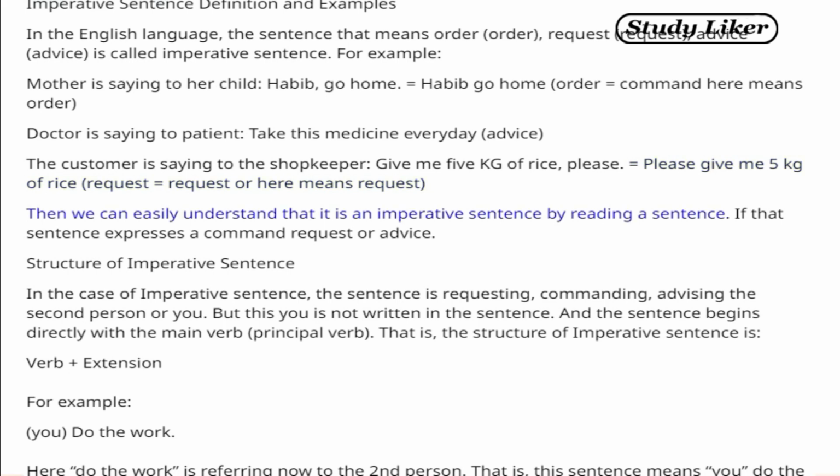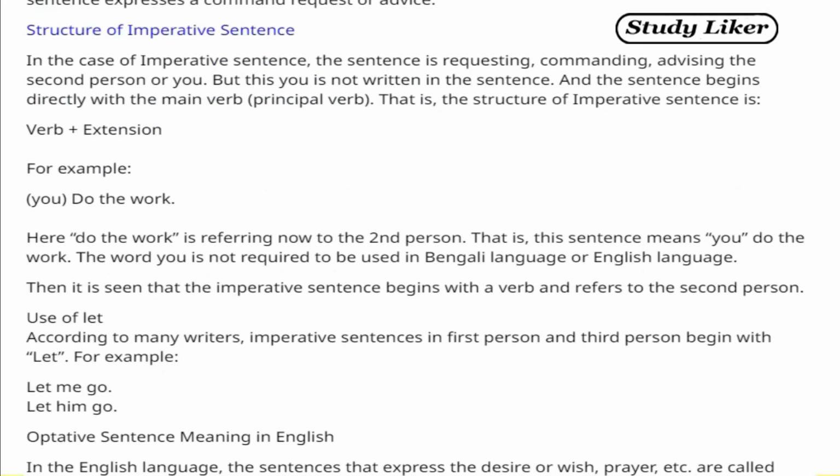Then we can easily understand that it is an imperative sentence by reading a sentence, if that sentence expresses a command, request or advice. Structure of imperative sentence. In the case of imperative sentence, the sentence is requesting, commanding, advising the second person or you. But this you is not written in the sentence. And the sentence begins directly with the main verb, principal verb.